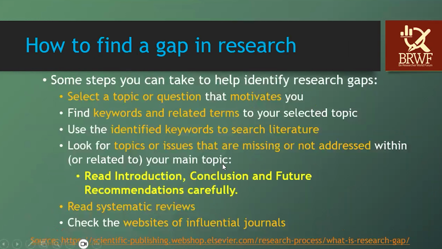So there are some steps in finding a literature or research gap. The first one, you have to select a research topic or a research question. Maybe you can start with the research topic. Just for example, I have mentioned breast cancer detection. This is the topic.